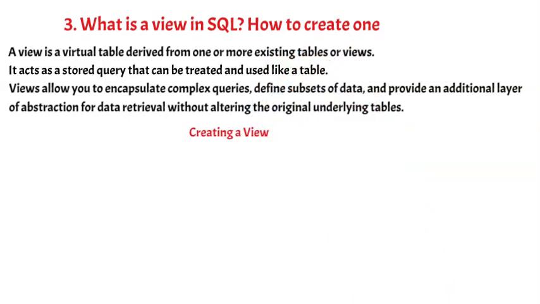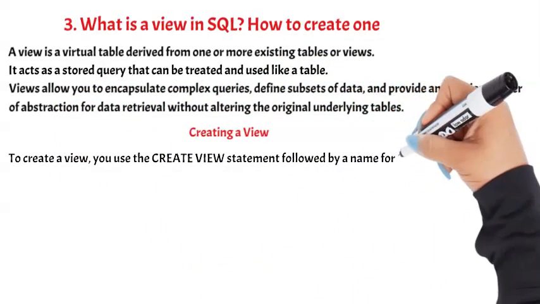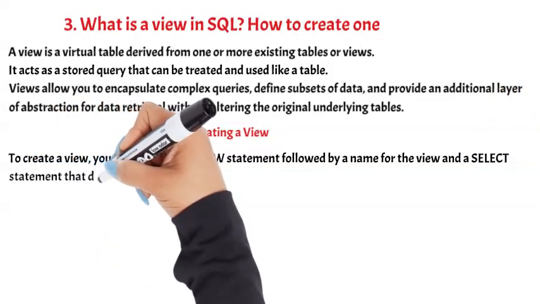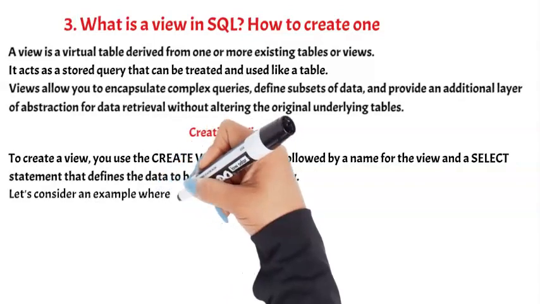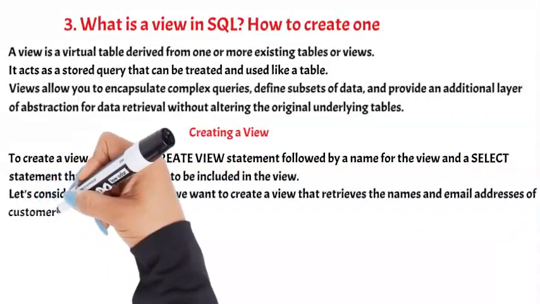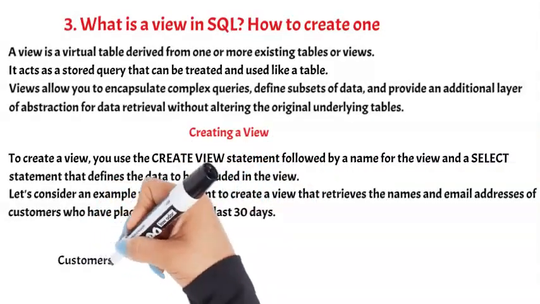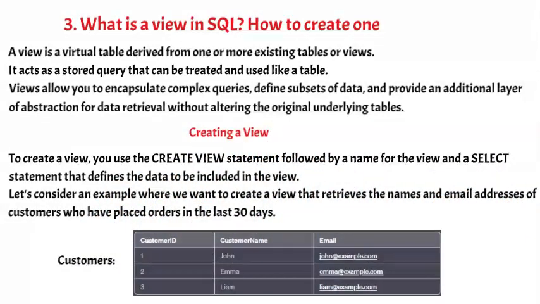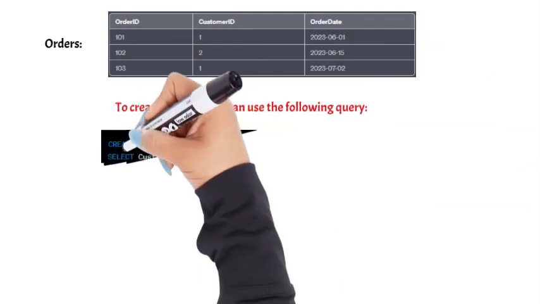Creating a view. To create a view, you use the create view statement followed by a name for the view and a select statement that defines the data to be included in the view. Let's consider an example where we want to create a view that retrieves the names and email addresses of customers who have placed orders in the last 30 days. We assume we have two tables, customers and orders. To create the view, we can use the following query.